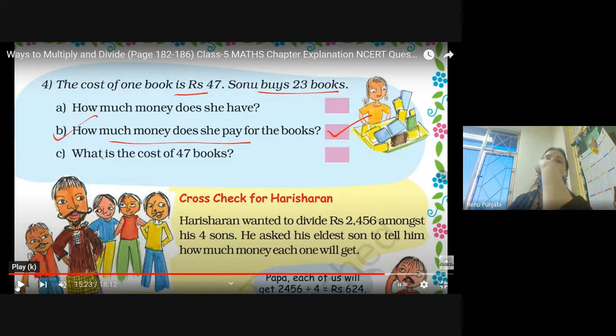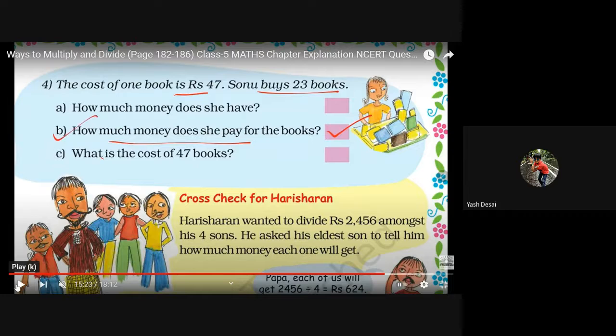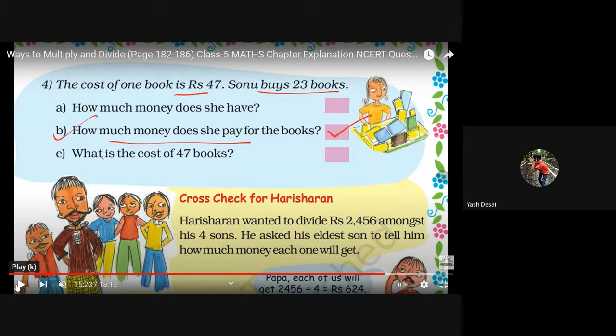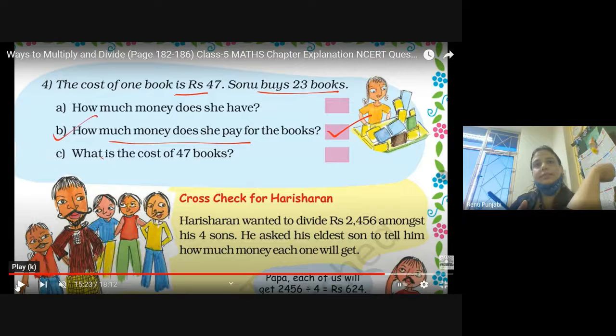Yes. So B is the correct one. How much money does he pay for the books? Ma'am, C is also appropriate. C is also appropriate? Yes, ma'am, because what is the cost of 47 books. Both can be, yes. No, because books are 23. So we cannot say what is the cost of 47 books. 47 is the price.